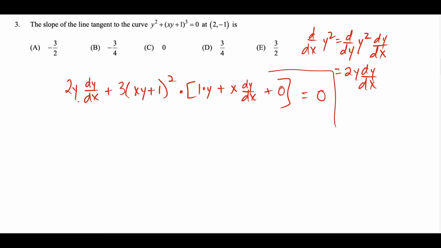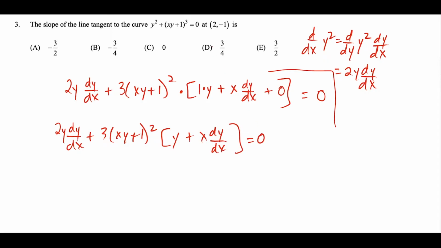So now we can just clean this up a little bit, and we have 2y dy/dx plus 3 times (xy plus 1) squared. And then in the brackets here we have y plus x dy/dx. And this is all equal to 0. Now we could solve for dy/dx, but what I like to do with this step is just plug in. You have x equals 2, y equals negative 1.